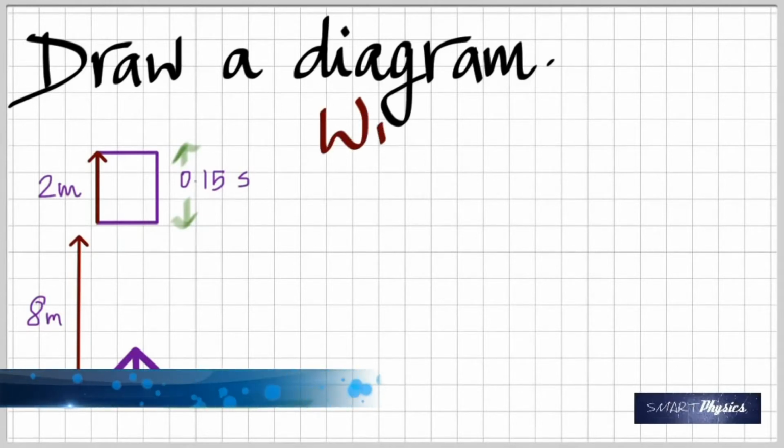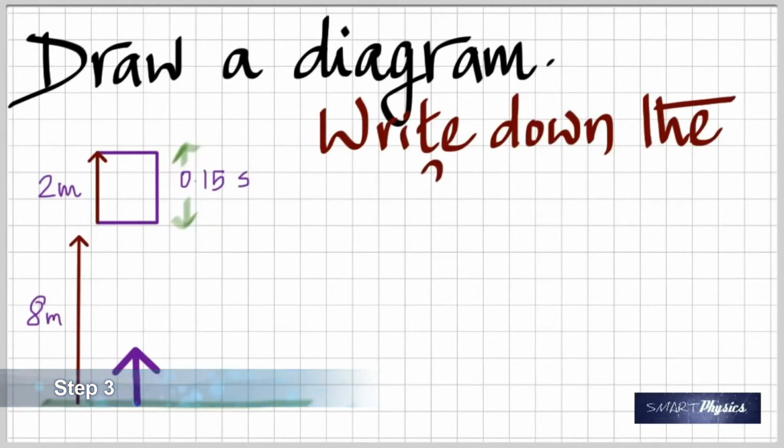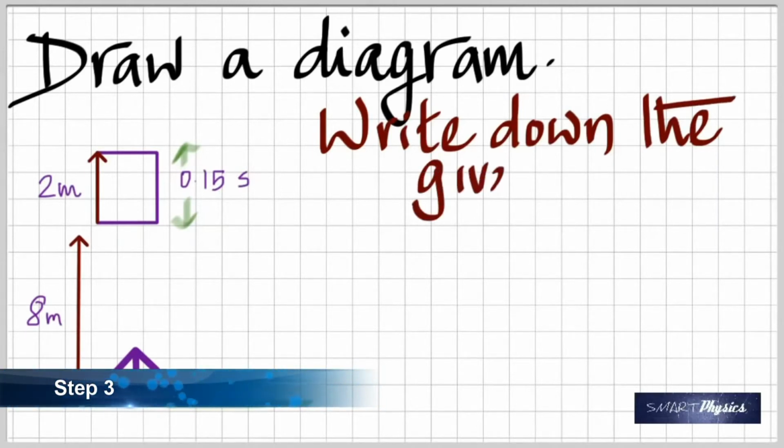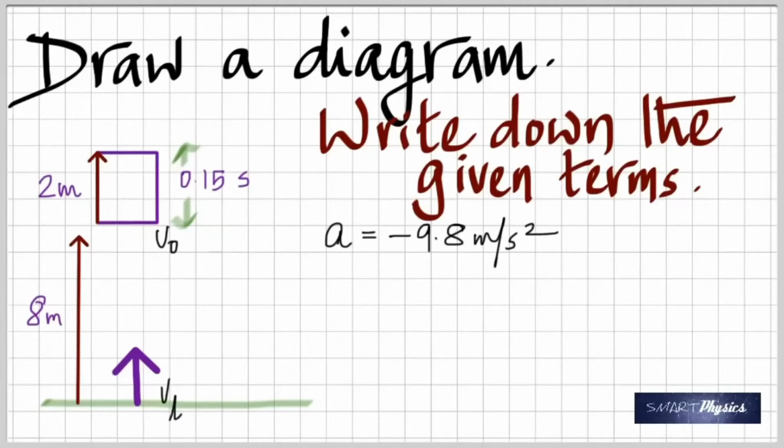And then the next step is to write down the given terms, because in formulas there will be so many terms, and you've got to know what each term stands for. In this case, we know that since the object is moving up, it's slowing down, so its acceleration is negative 9.8 meters per second squared. And let's say that the velocity at this point is v naught and the launch velocity is vl. And therefore, if you look at just the first part here, you have to find v naught. You don't know that. The delta y is 2 meters and the time for that part is 0.15 seconds.